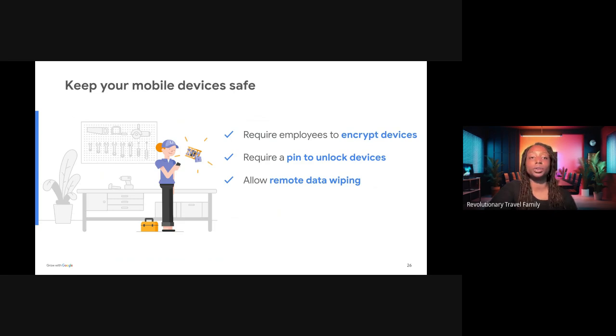The policy could include requiring employees to encrypt their devices, requiring a PIN to unlock them, allowing remote wiping of data. If you allow employees to access company data from their personal devices, consider what would happen if the device is stolen, lost, or the employee leaves the company. One solution is remote data wiping, a feature that enables an authorized person to send a command that completely erases all stored data on a device. This option could protect a company's assets and reduce the risk of data breach.